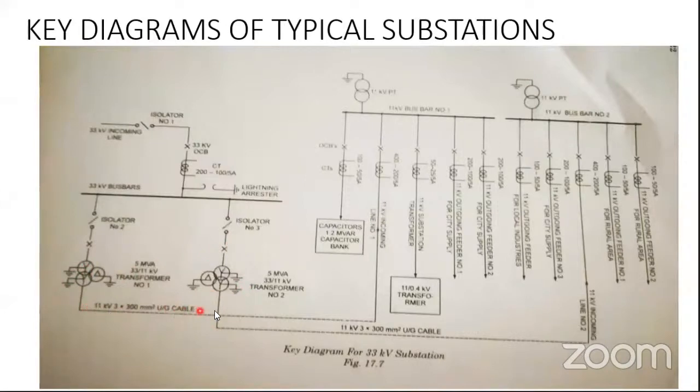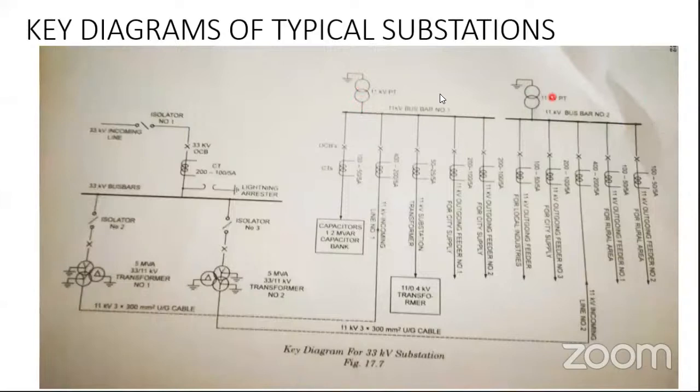The 11 kV lines run out from the transformer and are connected to bus bars again. This is the 11 kV bus bar and this is also an 11 kV bus bar. So let us try to understand again what is happening at these two 11 kV bus bars. Two transformers are feeding two 11 kV bus bars.